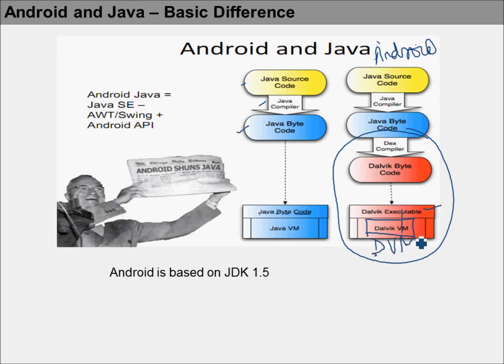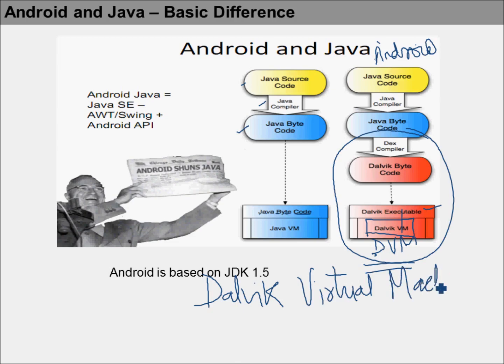And this is what I was trying to explain in one or two slides earlier. So the way your Java applications run in the Java virtual machine, Android bytecode, which is called Dalvik bytecode, runs in the Dalvik virtual machine. Now somebody can ask, what does this mean? Dalvik virtual machine. What does the word Dalvik mean? Does it have any significance?